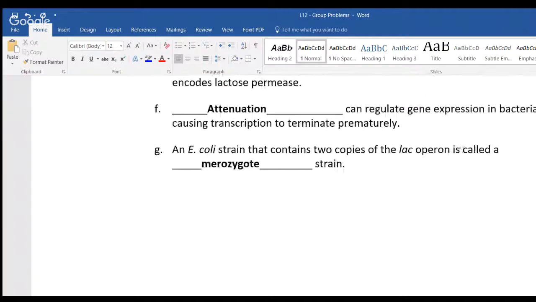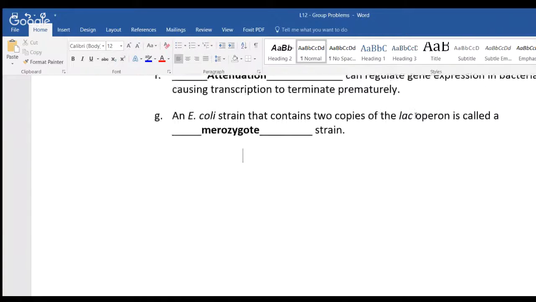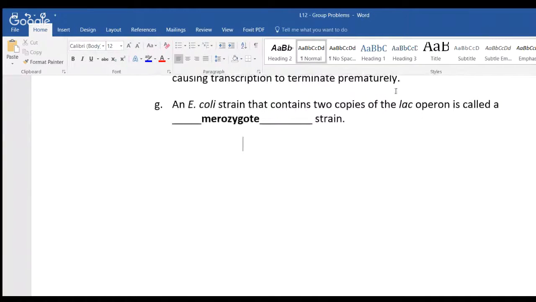Attenuation can regulate gene expression in bacteria by causing transcription to terminate prematurely. And the E. coli strain that contains 2 copies of the lac operon is called the merozygote strain.